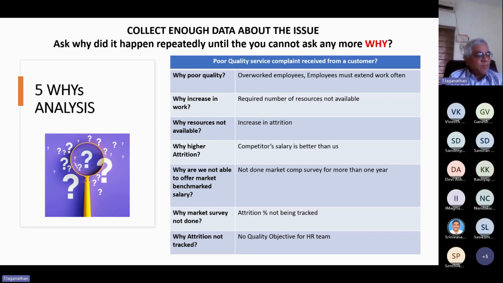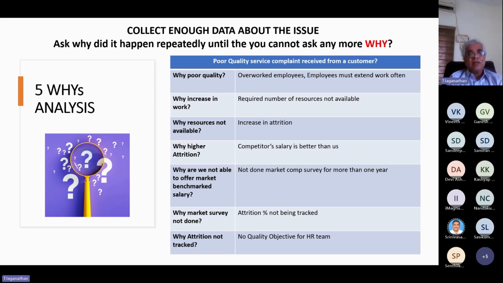That is the advantage of metrics and measures. If you put in metrics and measures every month, attrition should be tracked and reported to the management. Somebody will question. That is the advantage of MRM. That is the advantage of metrics and measures. That is the advantage of internal audit. That is the purpose of all these things. But all these things are not being done. After the problem becomes a big issue, then only it is noticed. So after that, no more Why is possible. Is there any Why possible now?